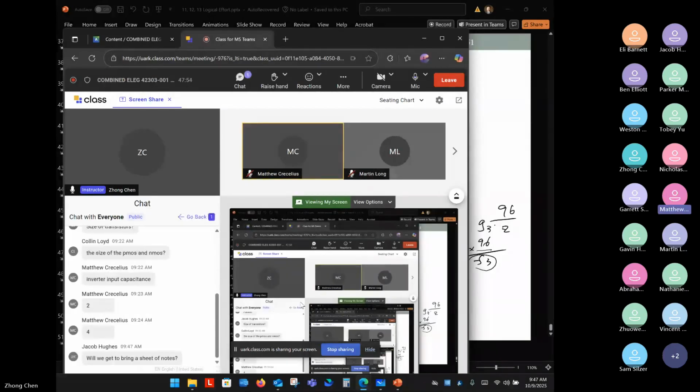I had a couple questions about the homework, specifically question 3. It asks for T rise and T fall. Is that asking for the propagation delay time or actual T rise and T fall? Because I couldn't find equations for those.